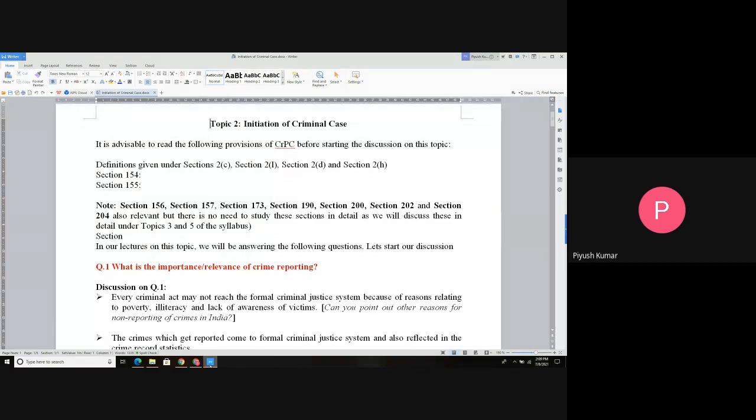So for IPC, the idea is very simple. If you want to find out which offense is cognizable and which is non-cognizable, just go to the first schedule, read the first part, and identify the offense which you are looking for. If you are looking for theft, go to the offense of theft, 379. Then you can easily find out whether theft is cognizable or non-cognizable. Similarly, you can also find out whether theft is bailable or non-bailable.